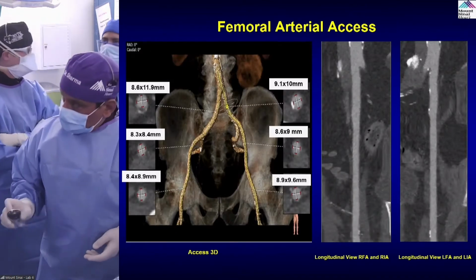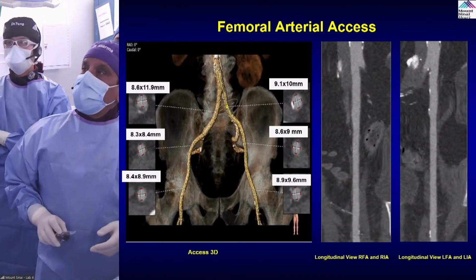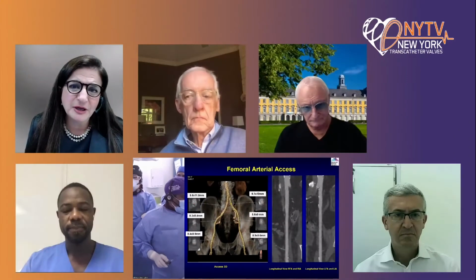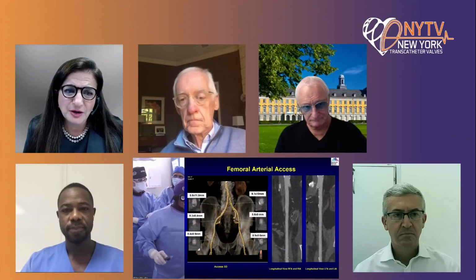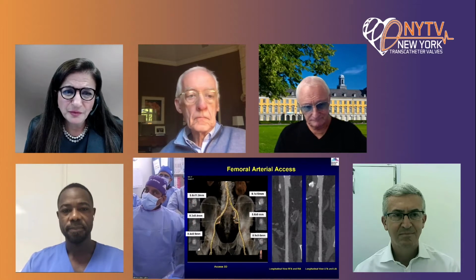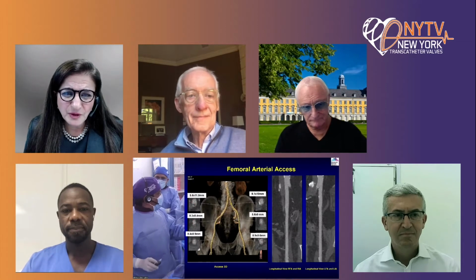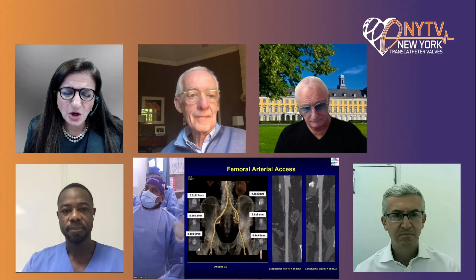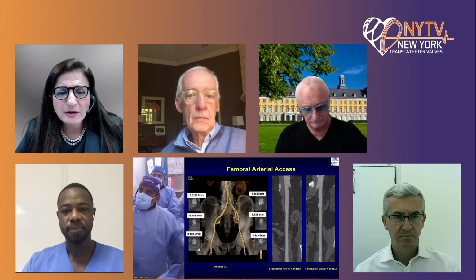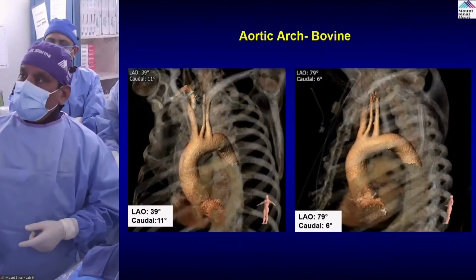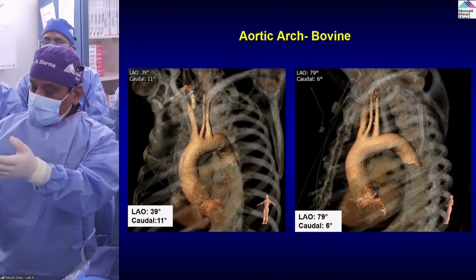Before you go to the femoral access, let's hear from the panelists. We'll continue the discussion while the case is being done, because the patient is ready. The sentinel was already placed, which was about 30 minutes ago, so we'll continue. I just wanted to complete the presentation from the vascular access point of view.